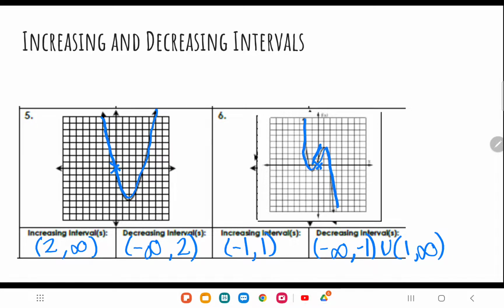Please keep in mind that unlike domain and range, where you may use round parentheses or square brackets, for interval notation on increasing and decreasing intervals, we are only talking about open intervals, thus you should always be using the round parentheses.